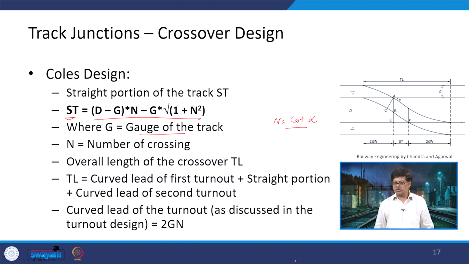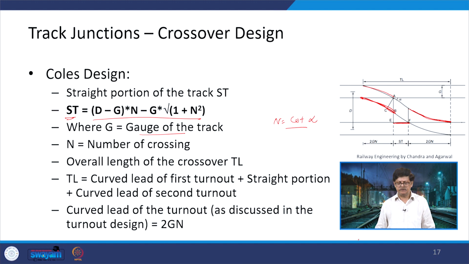The overall length of the crossover, which is TL. Now, for this TL, you have a straight section projection here, then a curved section is provided. So, this is one area and then there is another curved section provided on this side. It is going from this point to the TNC point. If we talk about Cole's method, that is what it says: there is a curvature starting from this point to the TNC, and that is what we solved in the case of the turnout design.